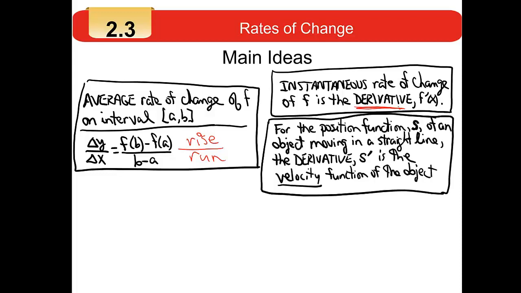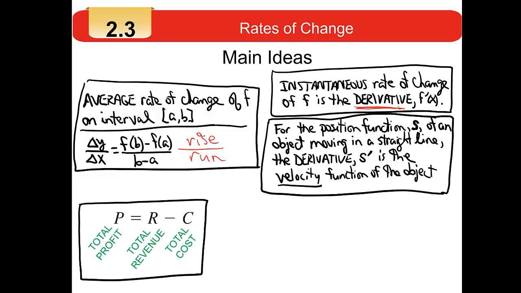And in particular, if we're talking about a position function, in the problem we've worked before, they used the letter S for position. There's no rule that says you have to, but it's very common in physics, I think, to use the letter S for the position of an object moving along in a straight path. But in any case, for the position function, in this case, we're calling it S, of an object moving in a straight line. That could be just dropping something, or it could be something moving along a straight track. The derivative, s prime, is the velocity of the object. So the takeaway here is the derivative of the position function of an object moving in a straight line is the velocity function.